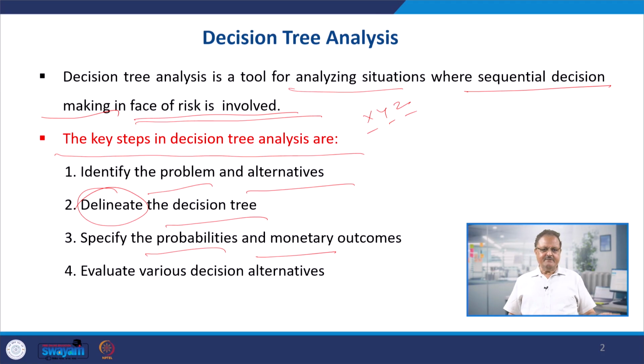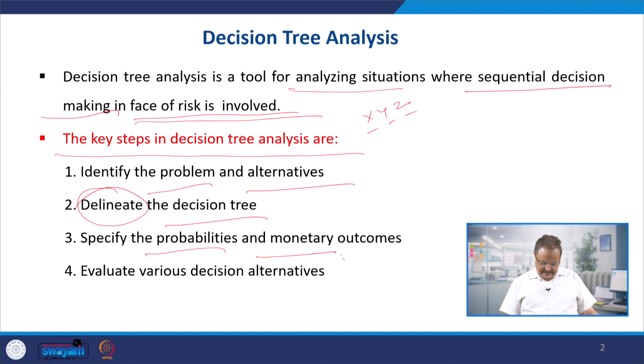Because you can conceive a decision, you can plan a decision to be taken, but how far that decision would be successful or not depends upon the probability or the chances to happen. So it means we have to specify the probabilities, and the monetary outcome means multiplying the absolute value with the probability, and then finally finding out the expected monetary value. So that is called a monetary outcome.